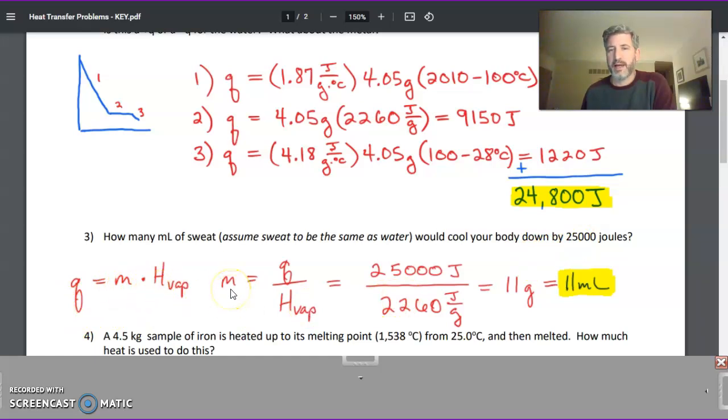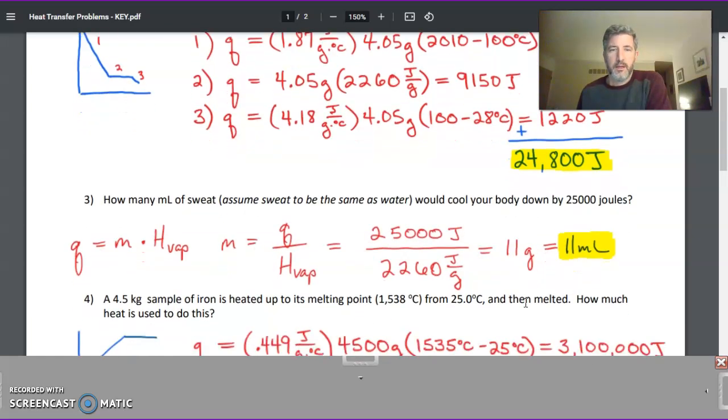Now we're solving for mass, and the reason we're solving for mass is because we're treating sweat like water. And since water has a density of 1 gram per milliliter, if I can figure out how many grams of water I have, that would be equal to my number of milliliters. So I rearrange my equation to get mass, which would be Q over HVAP, 25,000 joules divided by 2,260, which is the HVAP of water. I just used it up above in the previous problem, and I get 11 grams, which I don't have to do any math for because the density of water is 1 gram per 1 milliliter, so it just becomes 11 milliliters.